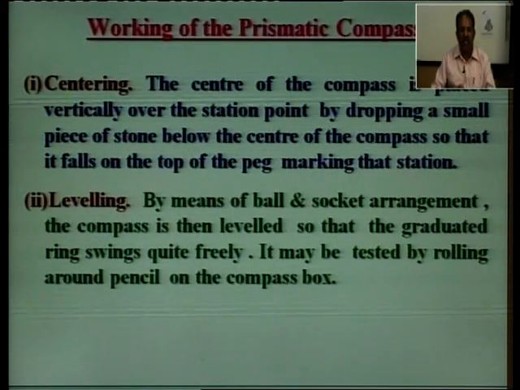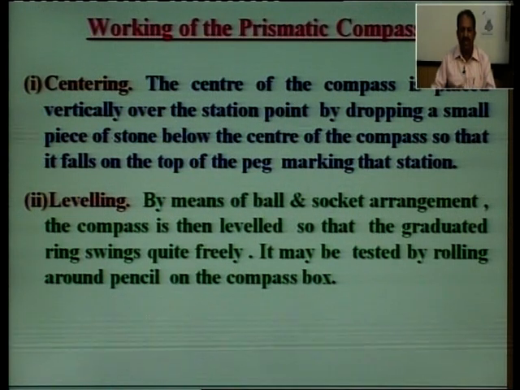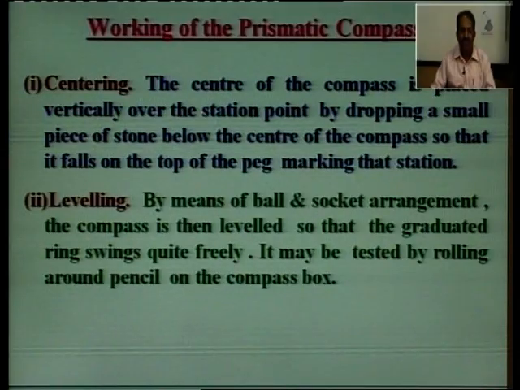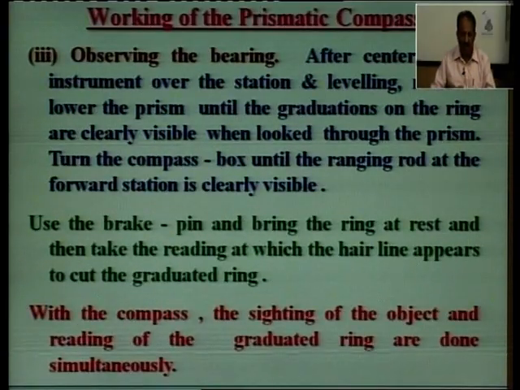Number 2 is leveling by means of the ball and socket arrangement. This is a special type of arrangement provided in the stand and the prismatic compass, which is called the ball and socket arrangement. The compass is then leveled so that the graduated ring swings quite freely. It may be tested by rolling a round pencil on the top of the compass box.